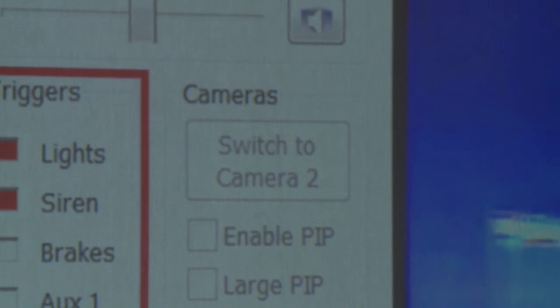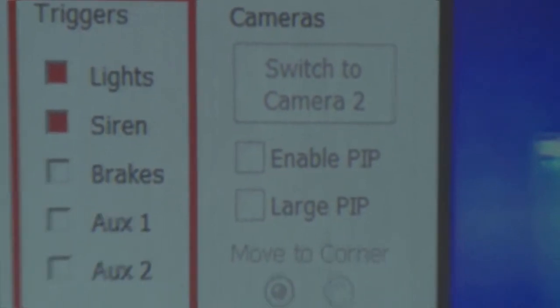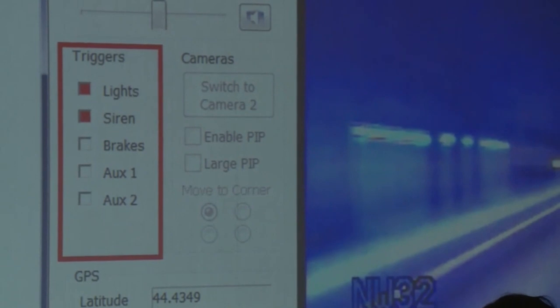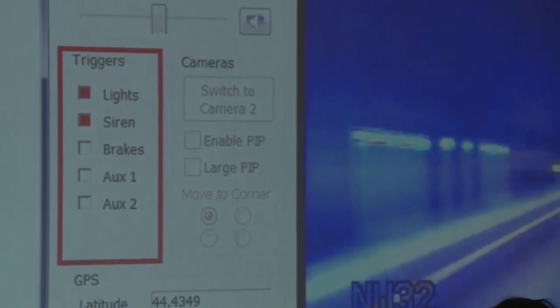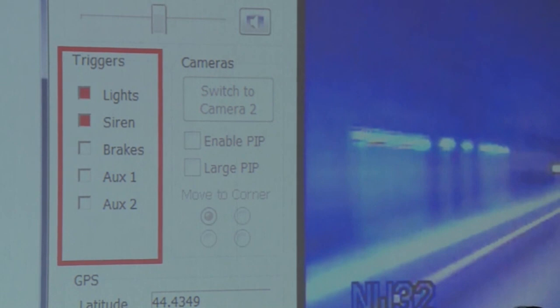Yep. All of the overhead blue lights were on. If you look there, it says triggers where it's highlighted. If all of the overhead blue lights are on, where it says lights to the left of that would be red. And then also my siren was on, and that's indicated by that red dot there to the left of siren. Okay. And again, that light button is referring to the blue lights as well? That's correct. It's referring to when all of the blue lights are on in the vehicle. And if the blue lights get shut off, that light goes away? Correct. Like where it says brakes, it's empty there, so that means I'm not pressing the brakes.